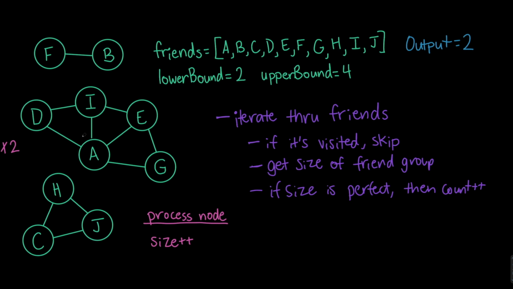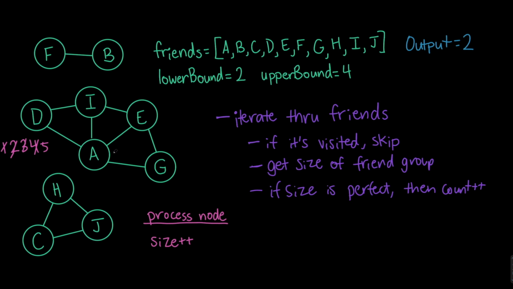Then we go to I. We say, okay, bump our size. So it becomes 3, because we've now handled the A node, the D node, and the I node. Then we go to E and we bump our counter to 4. And we've handled this node now. And then we go to G and we bump our counter to 5. And now there are no more nodes. So we've just figured out the size of this friend group is 5.